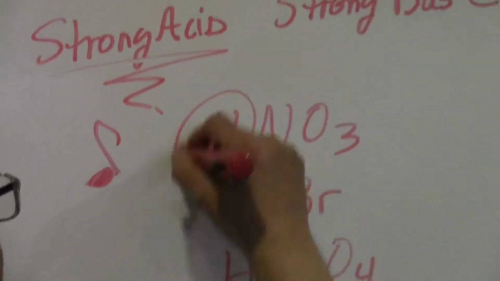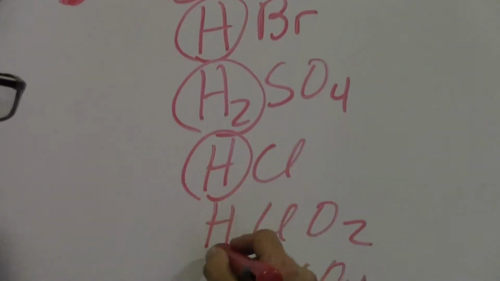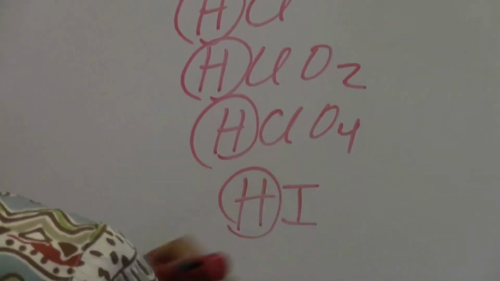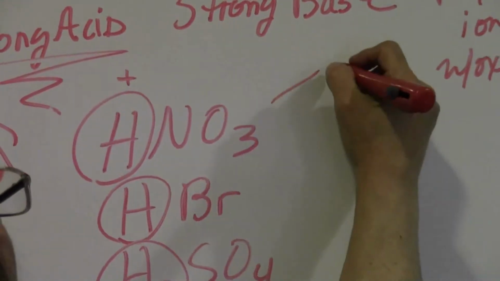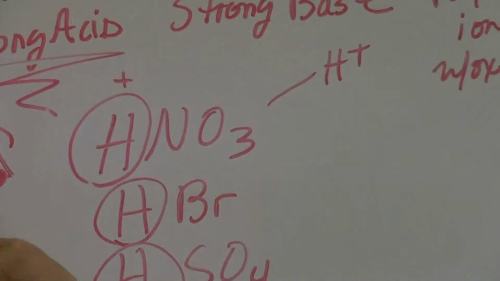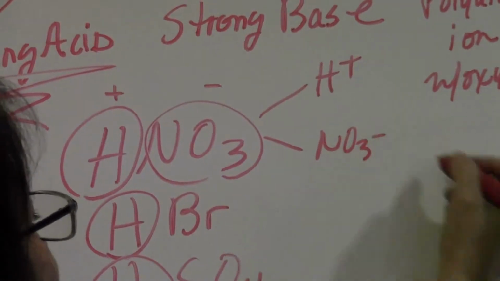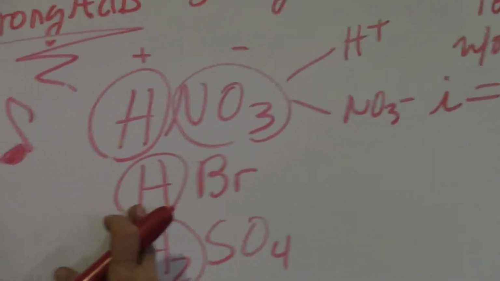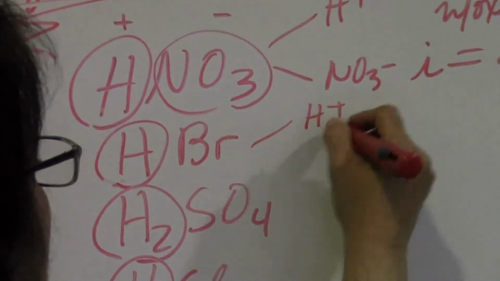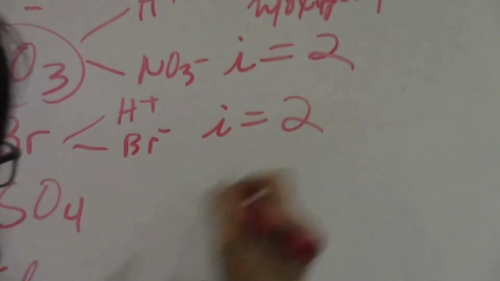Now watch. The hydrogens are the positives. So we're going to have how many particles? We're going to have the hydrogen, that's one particle, and then we have the negative part of the molecule, that's negative. So our i here is 1, 2. HBr, only one hydrogen, one Br, so the Van 't Hoff factor is 2.